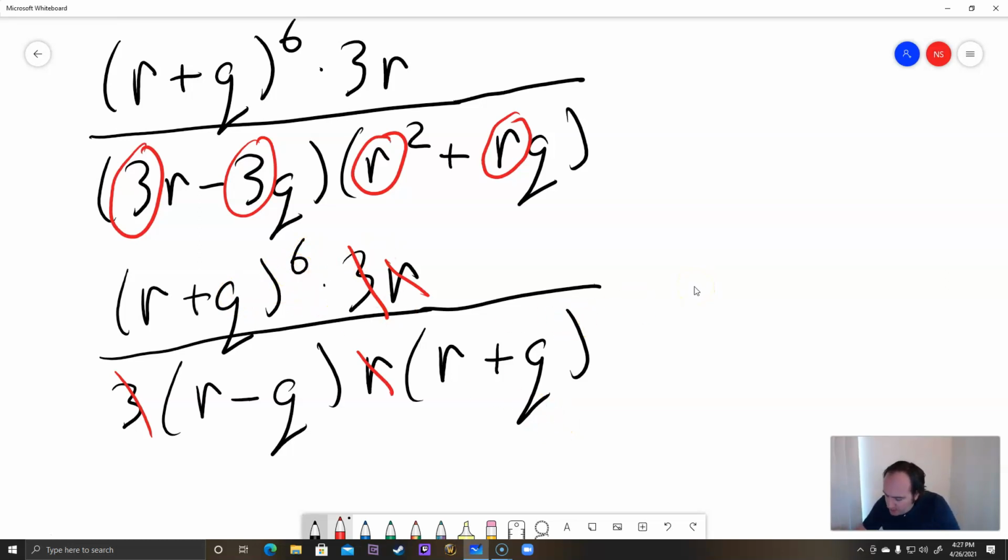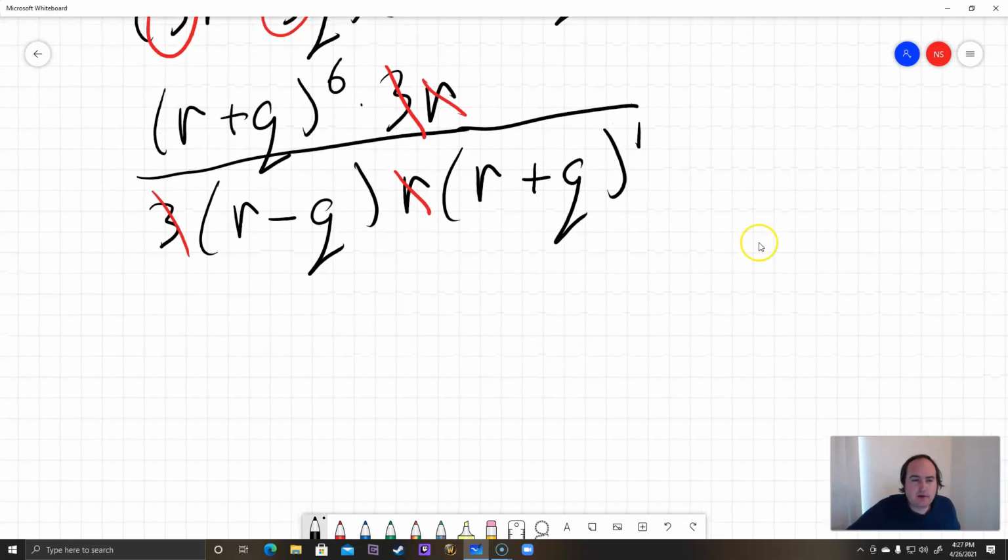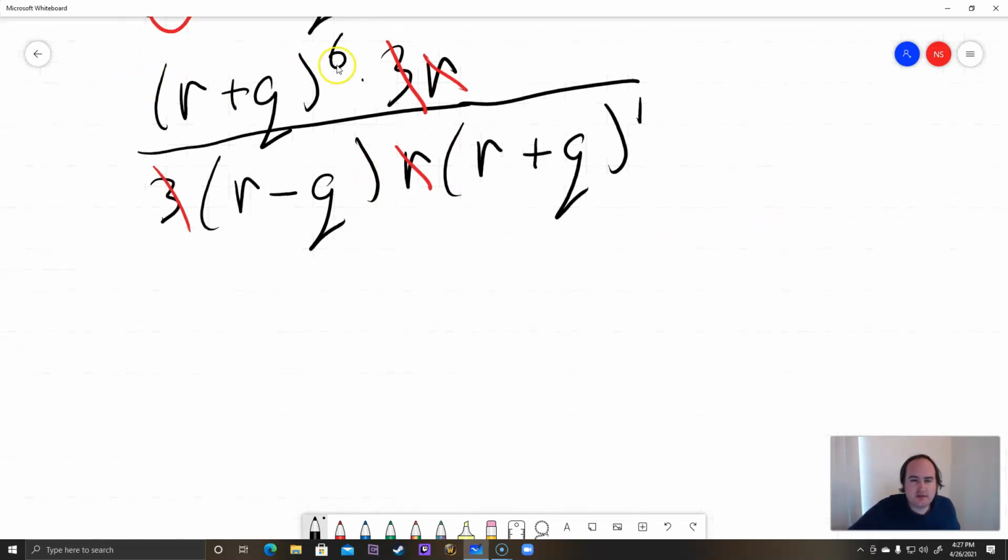So on the bottom right corner, that's r plus q to the 1st power. And when we divide those, we subtract the exponents. So we're actually going to have r plus q to the 6 minus 1 on the top.